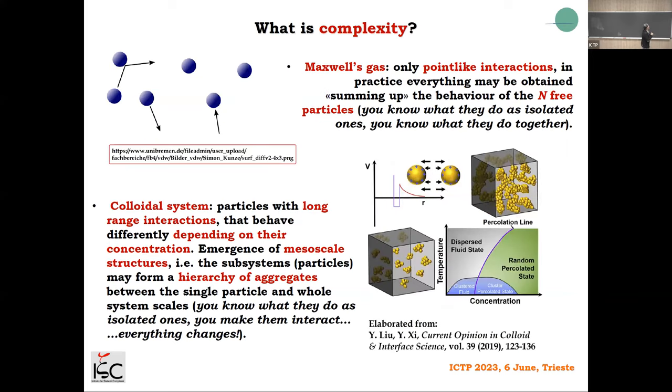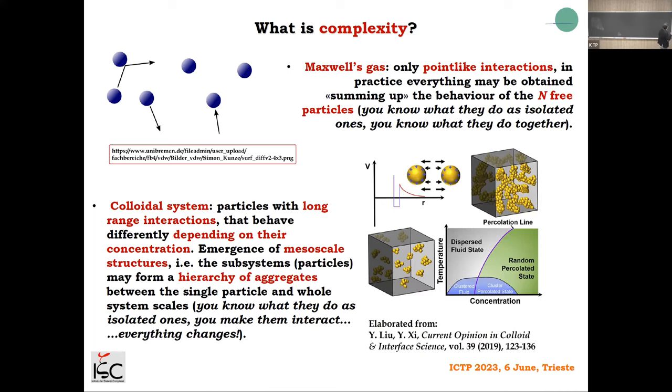So what is complexity? Complexity is what happens when the many, or even few, constituents of a composite system interact in such an important way that the collective behavior of the system results more from the characteristics of the interactions among these components than from the single characteristics of the single components.